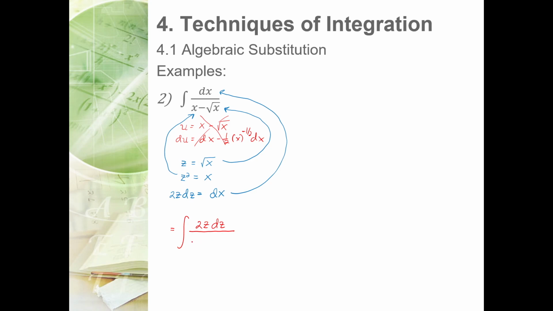So divided by the square root of x, so that the x is now z squared, then minus z. Okay, so factoring out 2 outside the equation, we now have z dz all over z squared minus z. So comparing it with the original equation, I think this one is more workable compared with the radical expression.